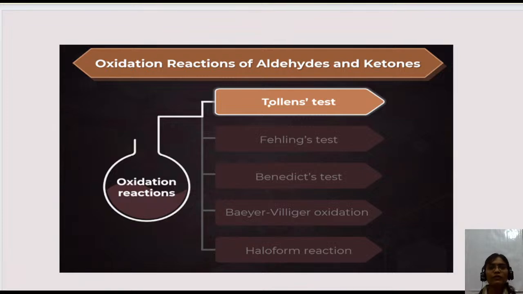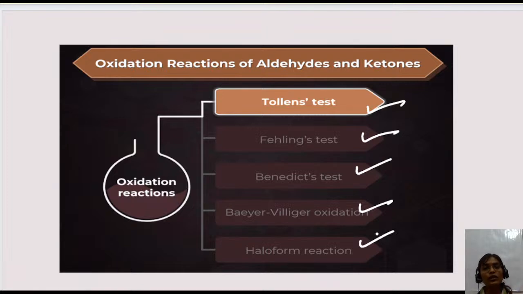Everyone, the next class is going to be about tests only, like the Fehling test, Benedict test, Tollens test, Baeyer-Villiger oxidation, and Hofmann reaction. Haloform reaction, I'm sorry. So what is the Tollens test? Everyone knows it, the silver mirror test. In this case, we are going to use silver ammoniacal nitrate solution.